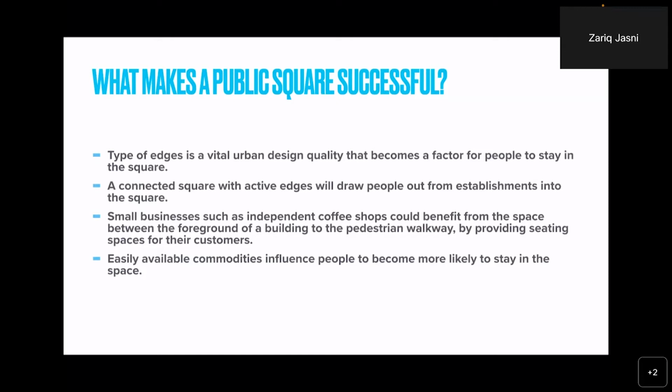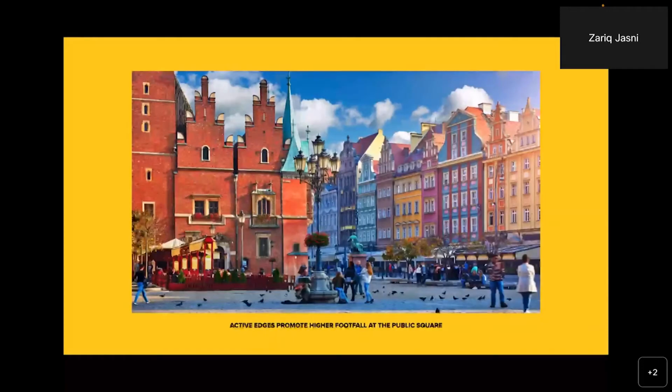Small businesses such as independent coffee shops could benefit from the space between the foreground of a building to be a walkway by providing seating spaces for their customers. So easily available commodities influence people to become more likely to stay in a space. This is an example of a successful square in Wrocław in Poland. As you can see on the street level over there, active edges promote higher footfall at the public square. See it in the perspective of a person using the space.